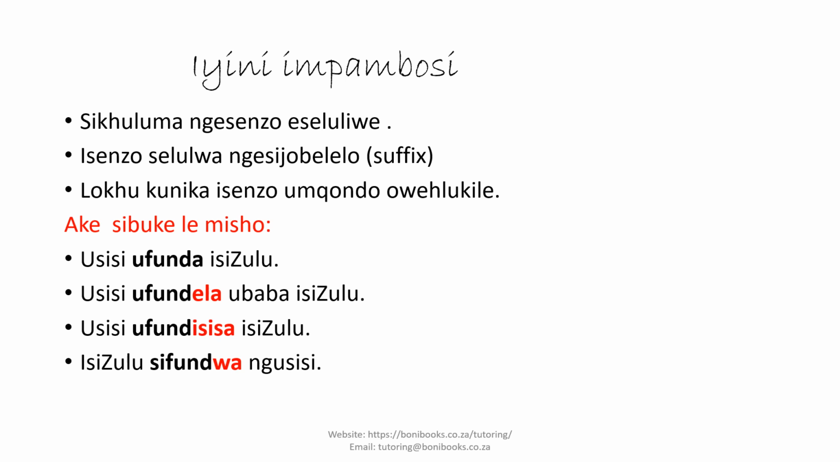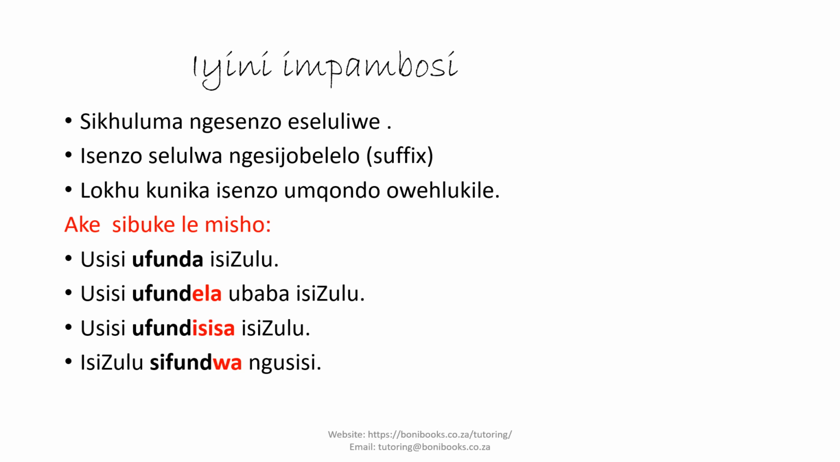Iyini ke impambosi? So we must look at the word impambosi. It doesn't really have a meaning, but what we do here, sibuka isenzo, and then siyaselula, sikhuluma ngesenzo eseluliwe. We're talking about the verb that has been extended. So how do we extend the verb? Siselula ngokusebenzisa isijobelelo. We use the suffix. The suffix that we use gives the verb a different meaning. So lokho kuzokunika umqondo ke owehlukile.